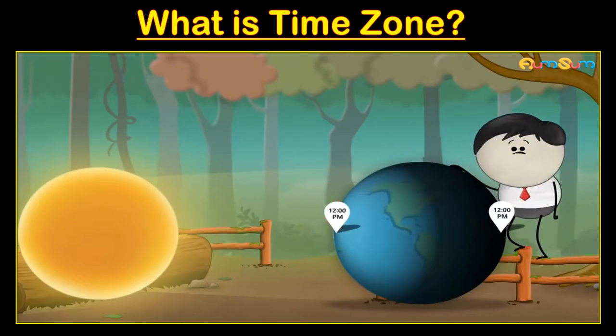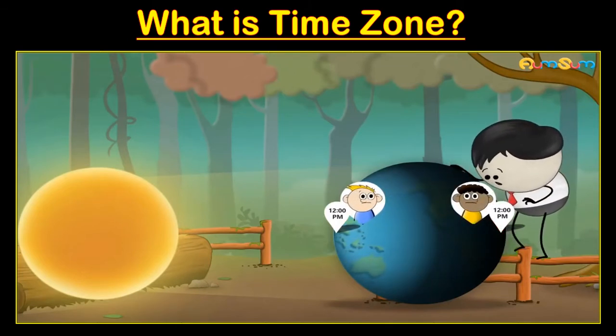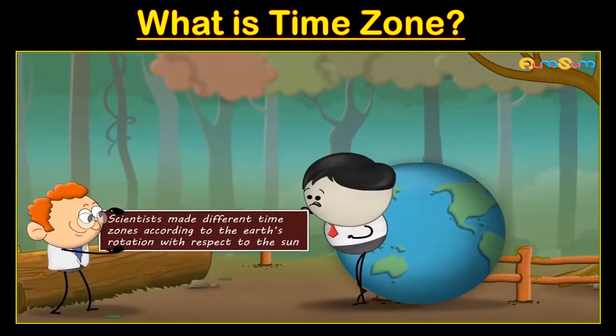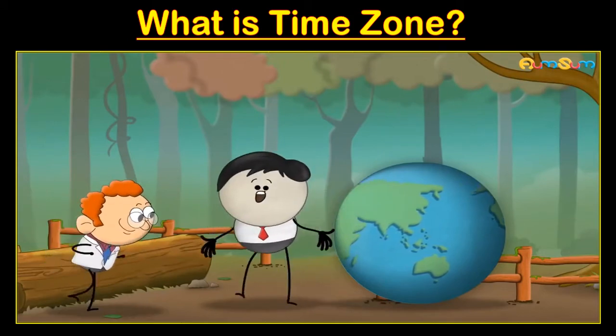Now, if we had one time zone, then 12 p.m. would be noon at some places, but it would be night or evening at other places, which would be inconvenient. Hence, scientists made different time zones according to the Earth's rotation with respect to the sun.